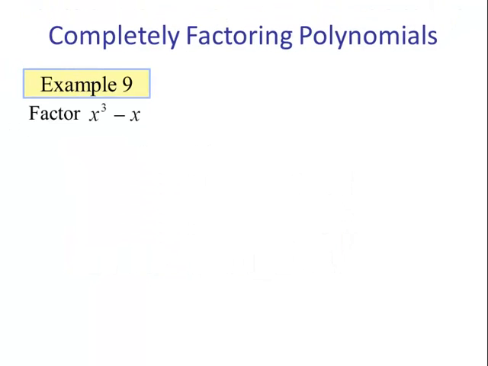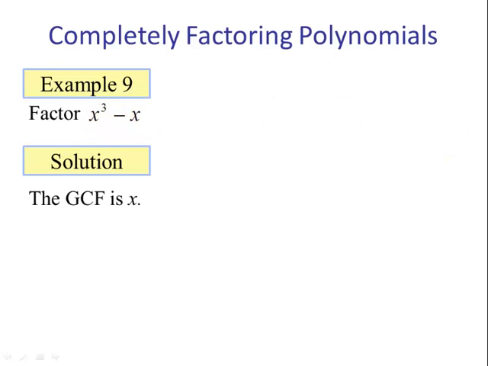Our last example, factor x cubed minus x. Solution. Now here we have x times x times x, and here we have an x. So this means that we can factor out an x from this binomial. And when we factor out an x, the x cubed becomes x squared, and the minus x becomes a minus 1.